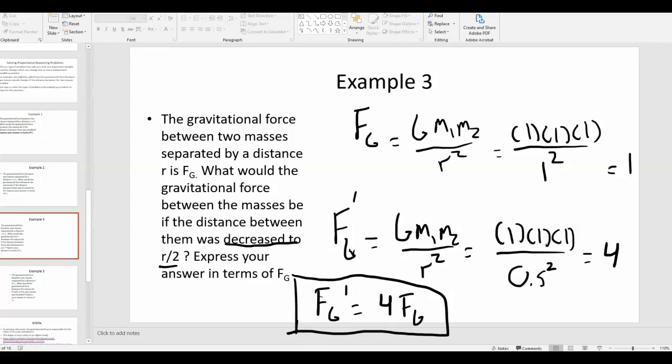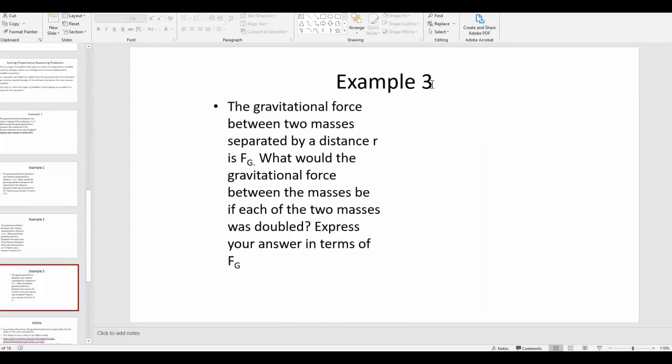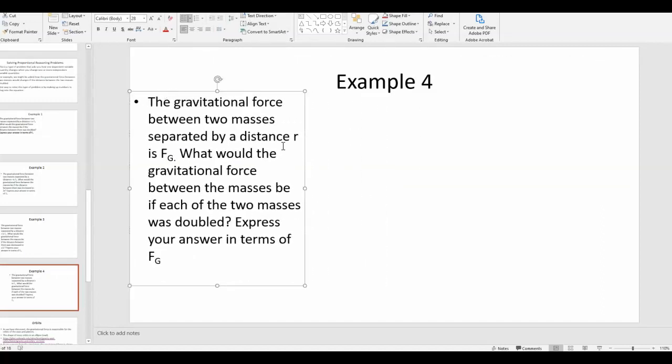Okay, so let's see one more quick example. And here in example 4, it's changing a little bit because now we're not going to change the distance, we're actually changing the masses. Okay, so example 4 says the gravitational force between two masses separated by distance r is Fg. What would the gravitational force between the masses be if each of the two masses was doubled? Okay, so this one is a little bit different.